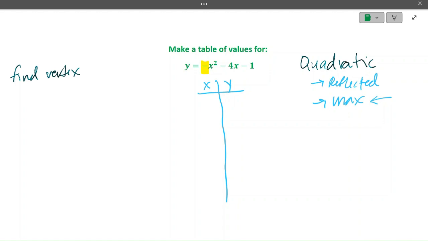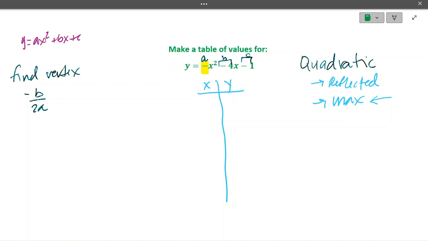we're going to use a little formula that looks like this: negative b over 2a. Remember, this is a, the term in front of x squared. This is b, and this is c. This is from standard form, so I'll just write that up here. Our standard form looks like that for our quadratic function.